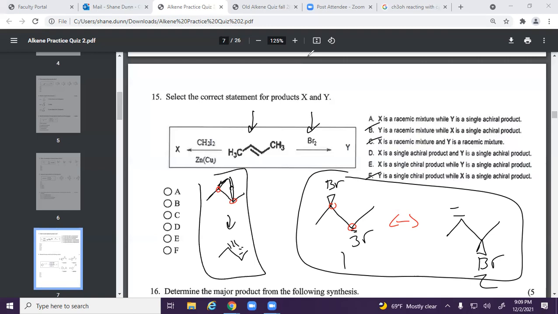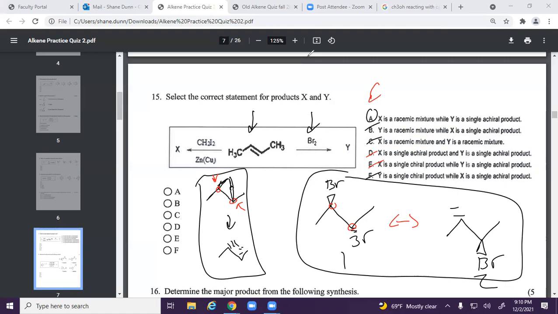This is also allowed for product X because they're cis, right? So it could be wedges or it could be dashes. And if you do the RS, you figure out they're equal parts both. So X is racemic. So X is going to be A, right? Because I told you there are two chiral carbons, correct? Right there. And E is wrong. It's not achiral. So the last one is A. So that's why A is the answer.